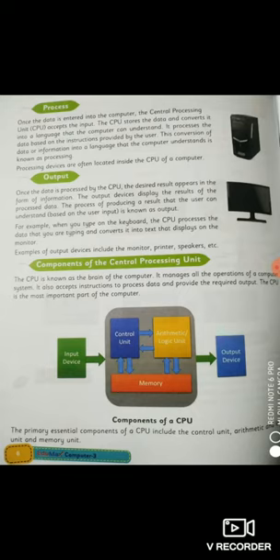Once the data is entered into the computer, the central processing unit, which is the CPU, accepts the input. The CPU stores the data and converts it into the language that the computer can understand. It processes the data based on the instructions provided by the user. This conversion of data or information into a language that the computer understands is known as processing. Processing devices are often located inside the CPU of a computer.